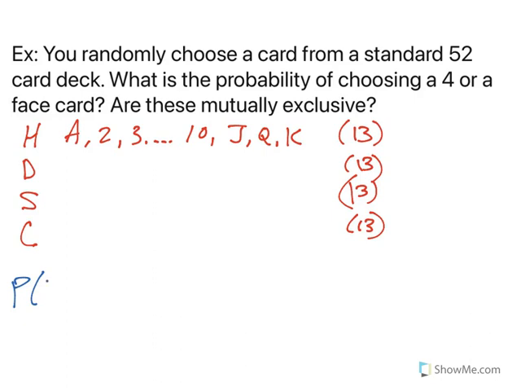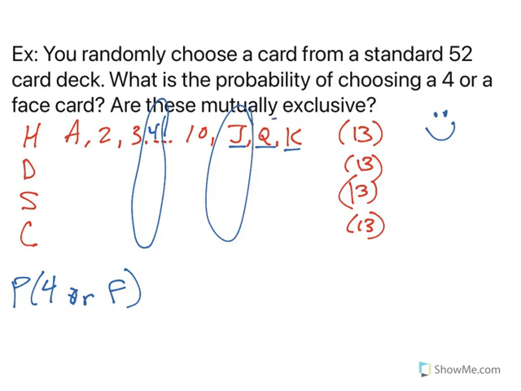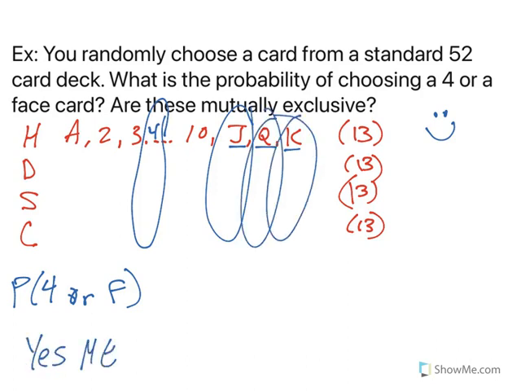Now, the probability of choosing a 4. So we're looking at the probability of 4 or a face card. If you are not familiar, a face card is a jack, queen, or king, because they literally have faces on them. They're people, so they have faces. So a 4 would be a number, and then jacks, queens, kings. So yes, they are mutually exclusive, because 4s are not a face card. So they do not share any common elements.